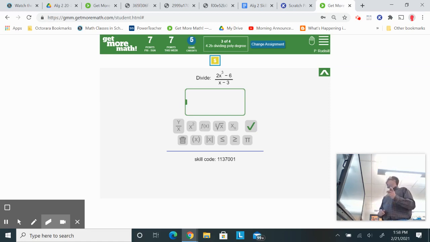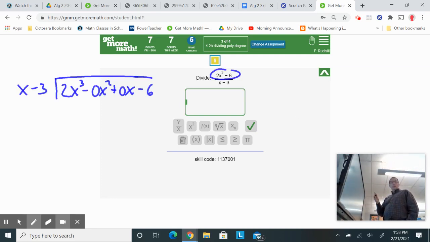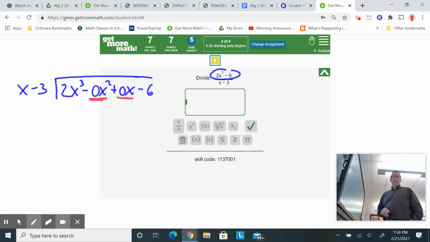All right, heads up. Last problem I'm going to do for this section right here. The reason I decided to do this one, I noticed the numerator, 2 times x to the third minus 6, you're going to need a placeholder for the x squared terms and the x terms. So I had to include those. So let's do some math here. Look at 2x cubed and the x, I need 2x squared. So we'll go on that column.